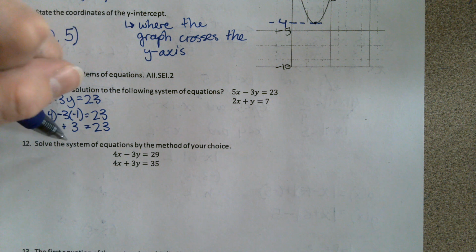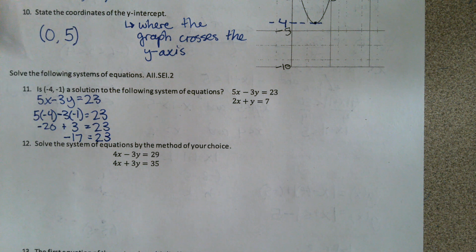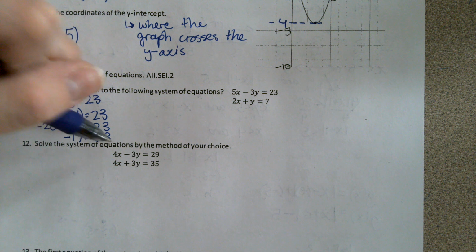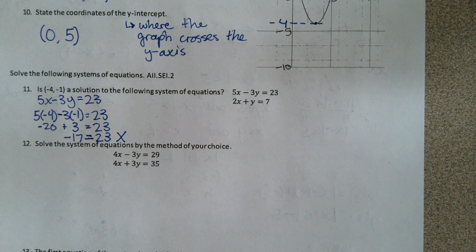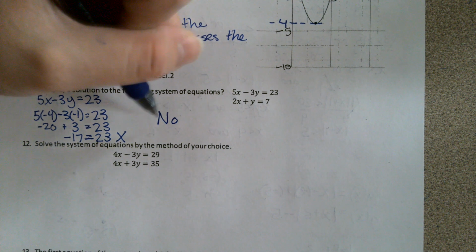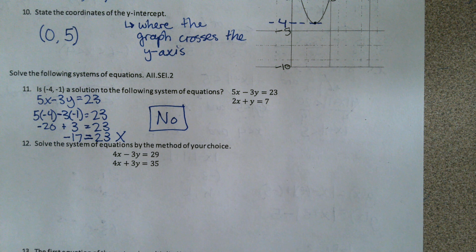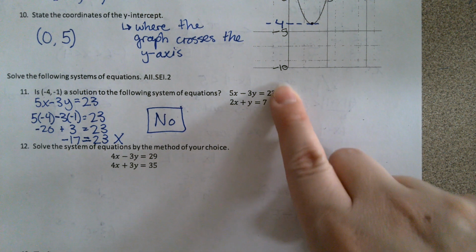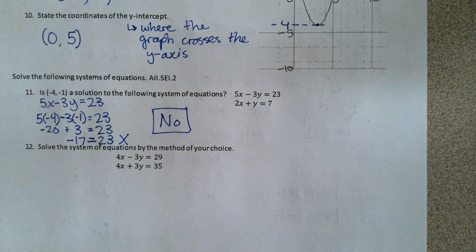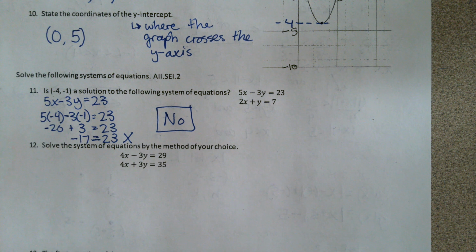-20 plus 3 is -17. And as you can see, -17 does not equal 23. Since this did not work, the answer to this question is no. This is not a solution. And we don't even have to check the other equation because it only has to fail once. It can fail both times, and it will. But if it doesn't, it's not the end of the world. It only has to fail one of the two equations for it to not work at all.